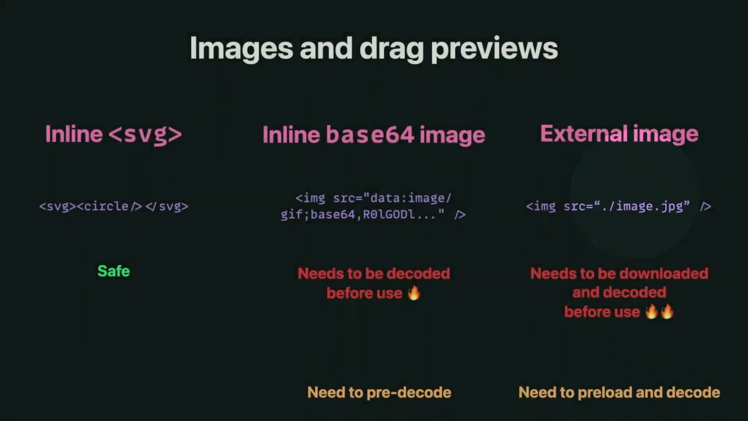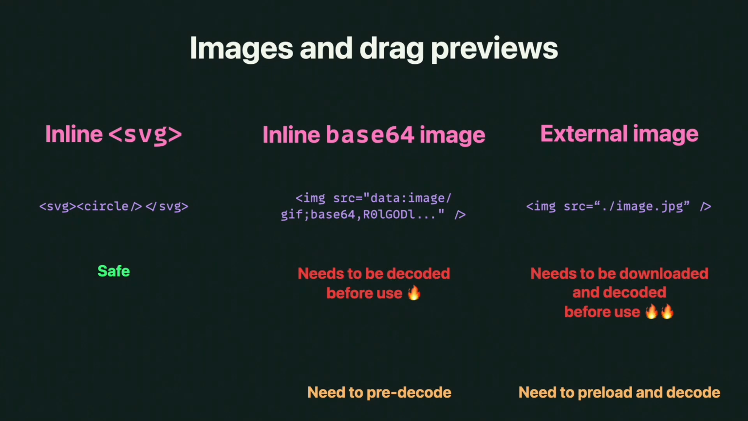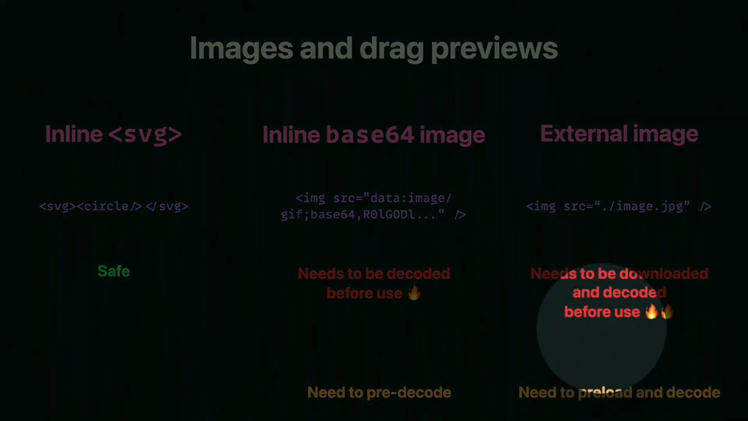An external image needs to be downloaded and decoded before it can be used. So if this image didn't exist on your page, it would not work, because it would have to kick off an asynchronous task to even talk to the network to get it back. And then even when it got it back, it has to decode it. So this won't work, right? You can't have it in there.